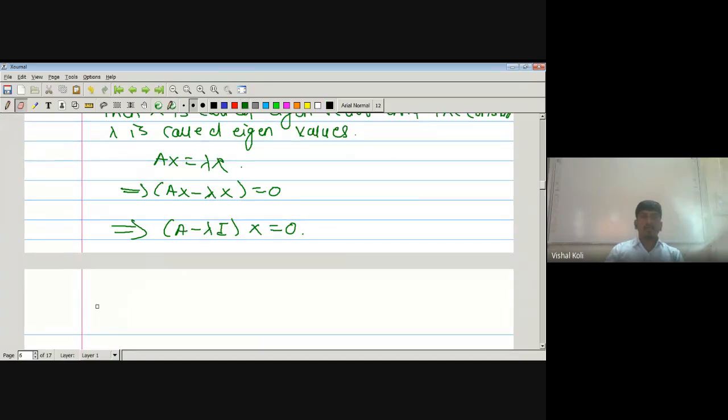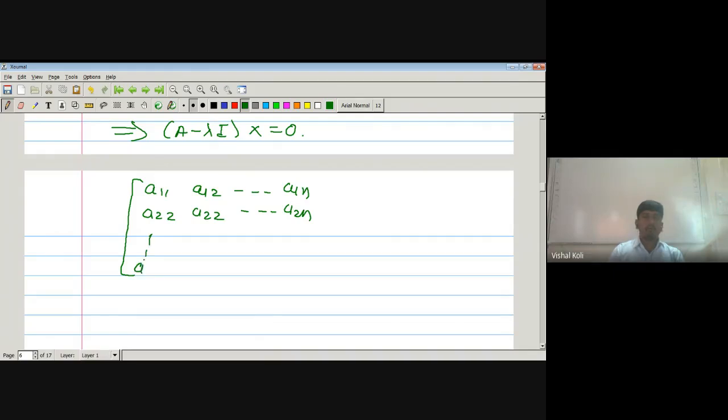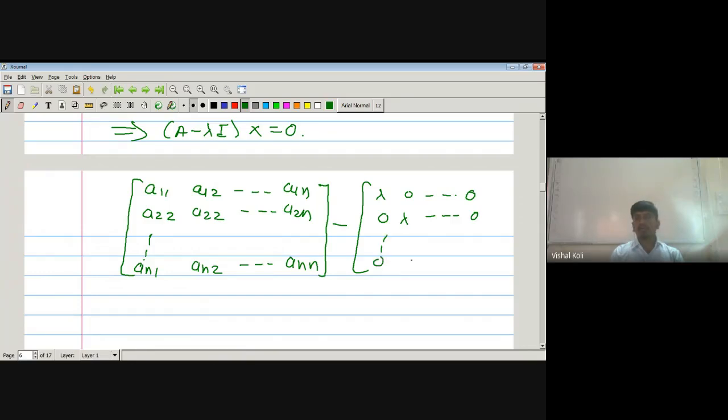In that, let A be a square matrix of order n, with entries in this way: a11 up to a1n, and so on, an1, an2 up to ann. Minus lambda into I is a square matrix of order n, with entries lambda 0 up to 0, 0 lambda 0, since the only non-zero entries are on the diagonal, 0 0 up to lambda. So this will be A minus lambda I into x.